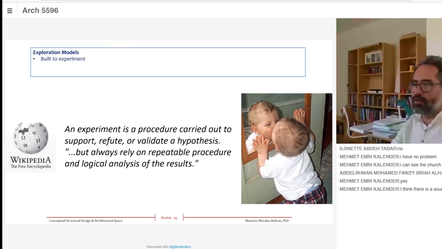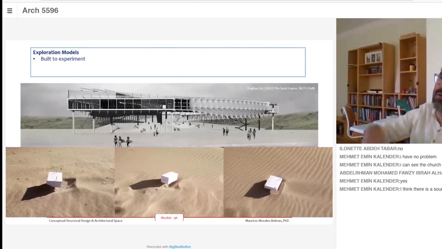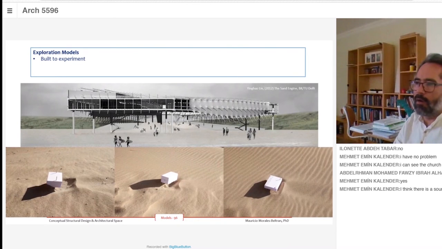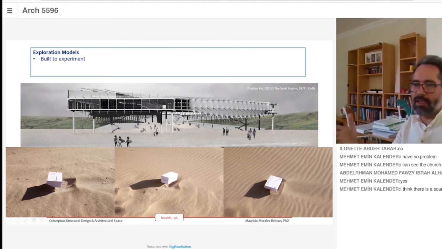And I'm showing some examples of models we made at TU Delft that were the base for an architectural project whose aim was to create sand dunes. So the student was asking himself, how can the shape create actual dunes? So we said, okay, let's make some models. Let's try different shapes and see how those different shapes can increase or decrease the possibility of forming a dune.